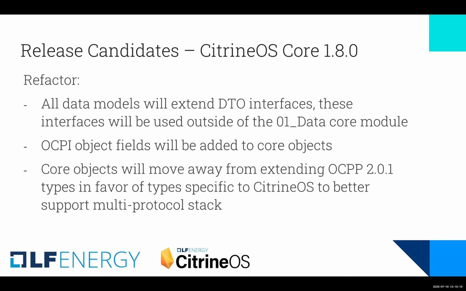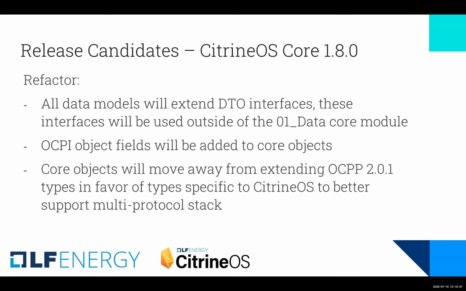Regarding OCPI, OCPI is the protocol that allows charging station networks to communicate with mobility service providers. So when you see, for example, charging stations that are available on Google Maps or aggregate apps that let you view charging stations from multiple networks at once, the way that that information gets to those mobile apps or dashboard apps is via OCPI. So we're going to be adding some OCPI fields to the objects in CitrineOS Core so that we can support OCPI upstream.